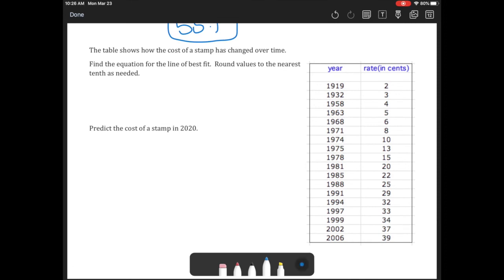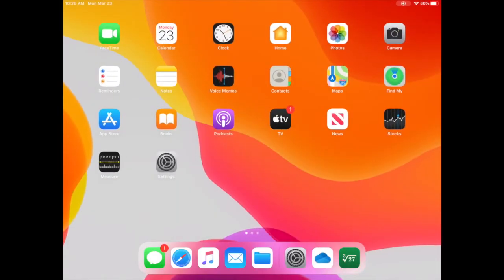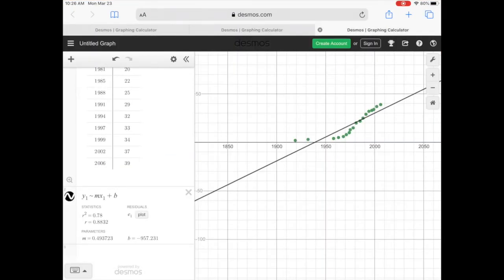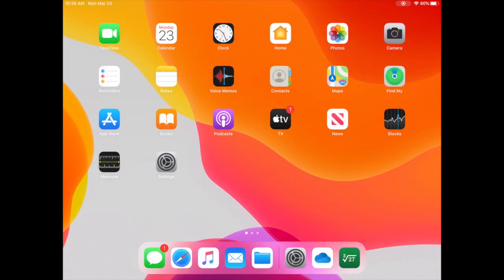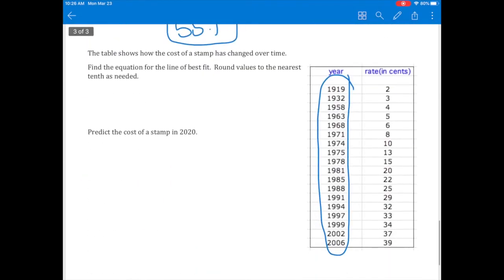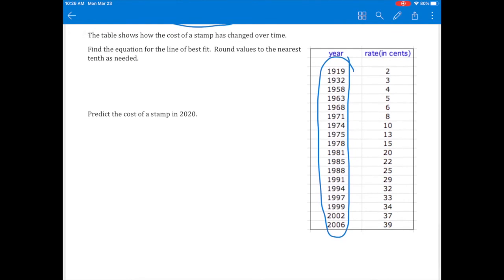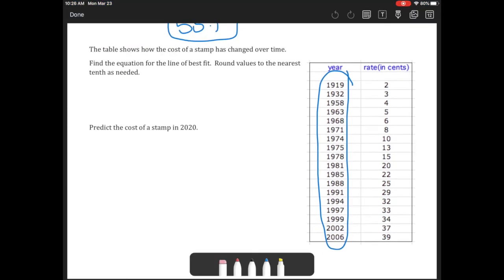Now it gets a little tricky with years, but it is perfectly fine to put these numbers in the table. You're just going to find that you have to zoom way out on the graph to be able to see where the dots are, but there they are. And we have our m value is 0.49. I'm going to make it 0.5. Our b value is negative 957.2. And I did not see what the question said. Let me go back to this one. The question wants to know the cost of a stamp in 2020.